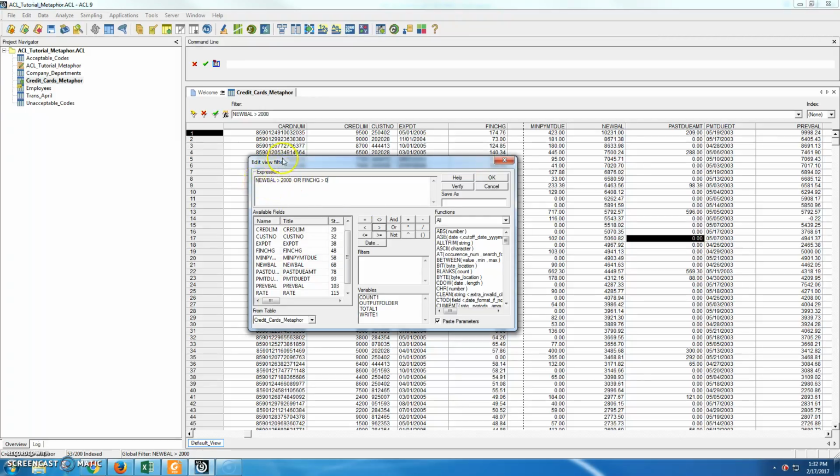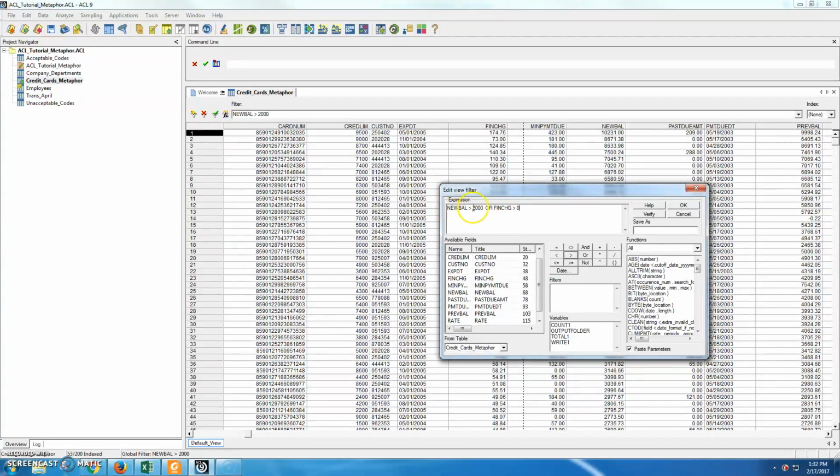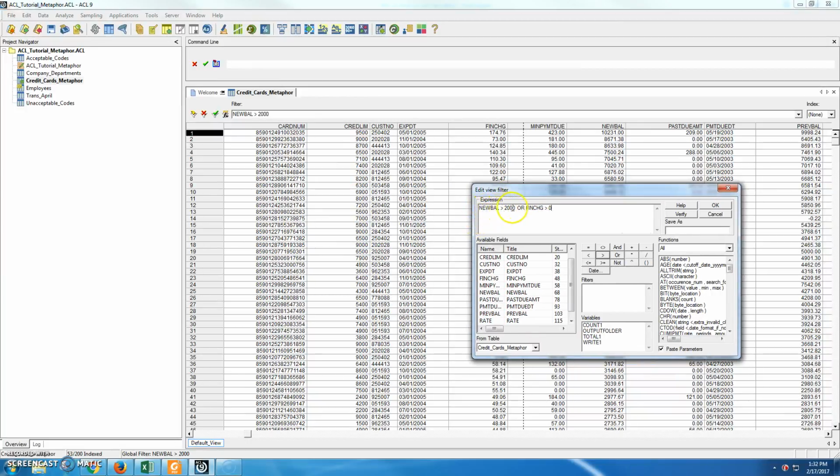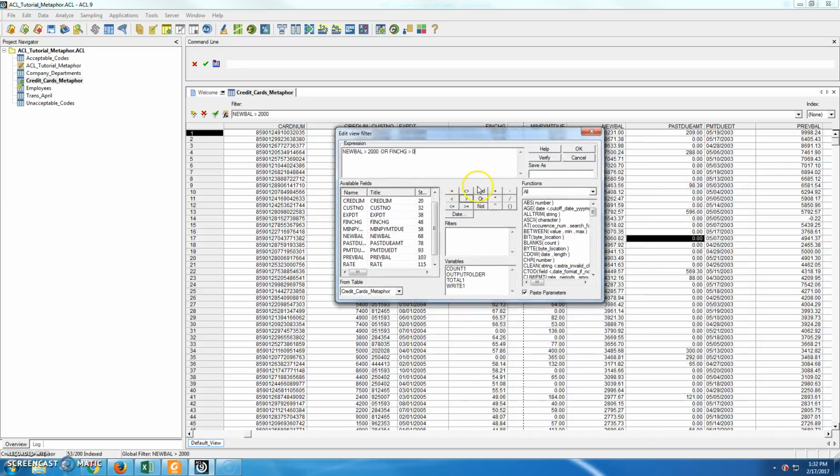So if any of these expressions are greater than 2,000, it'll show me that data. If I have this other expression here and I have an OR here, it says, okay, if this statement is true or this statement is true, show those data regardless. So if I didn't have any new balances that were greater than 2,000, but I still had financial charges that were greater than 0, it would show all the financial charges greater than 0. If I used an AND statement, both of these statements would have to be true. Otherwise, the information wouldn't be shown. So that's AND and OR for you.